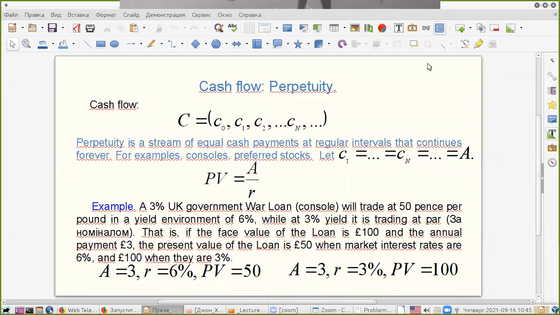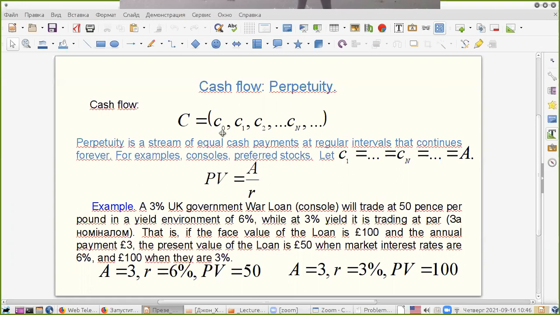Hi everyone, and now we have the second part of our second lecture, and this part is about cash flows. First, we would like to consider what perpetuity is and how we can find the present value of perpetuity. Cash flow is just a stream of different payments, but perpetuity is a stream of equal cash payments at regular intervals. And it's very important that it continues forever.